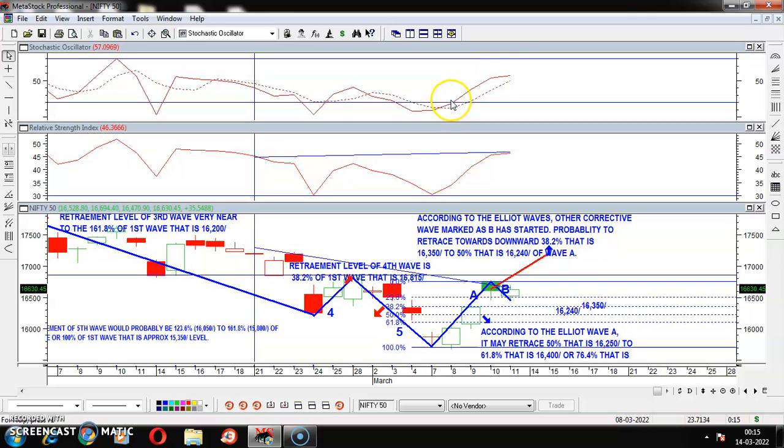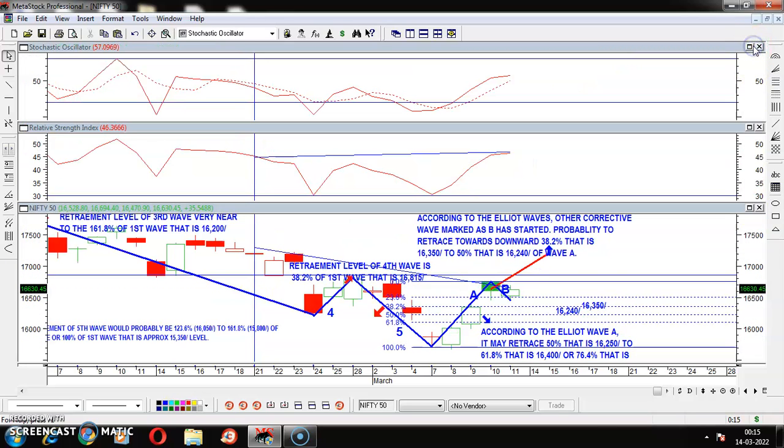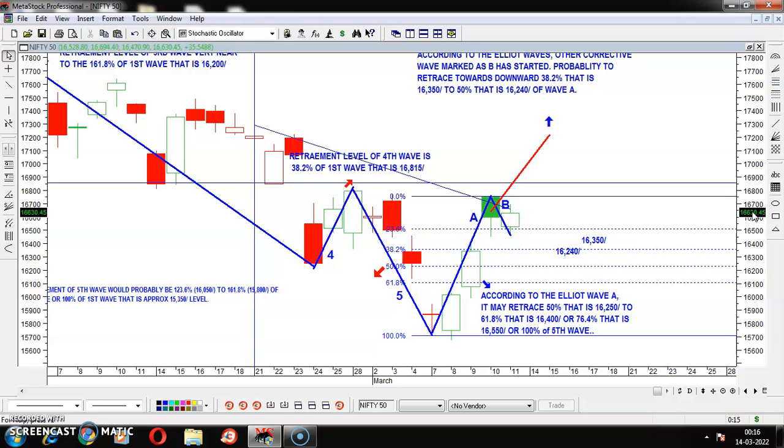So it has already crossed the dotted line. It means it has crossed the dotted line, which is called a bullish crossover. So as far as the stochastic is concerned, the Nifty seems to be bullish. As far as the RSI is concerned, we saw a positive divergence. Positive divergence means there is a possibility of a retracement towards the upside.